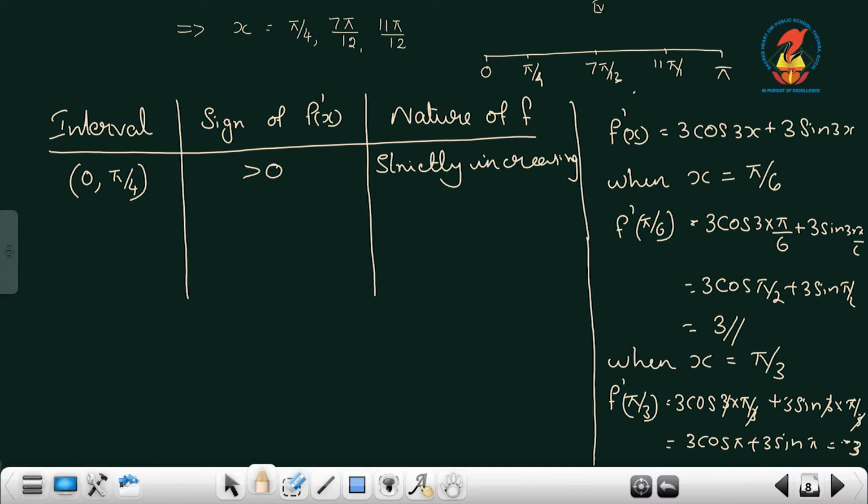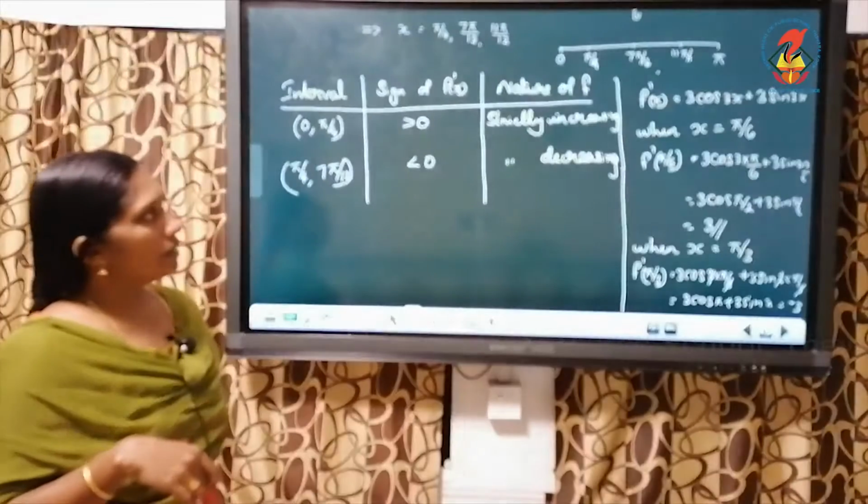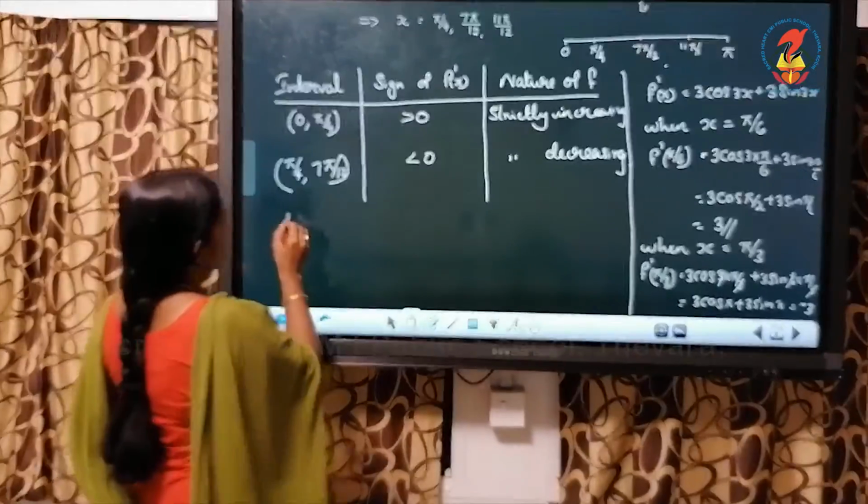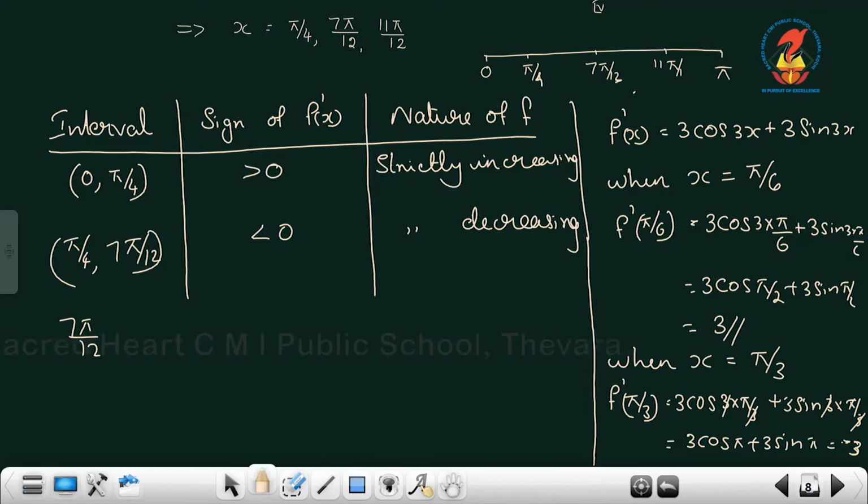Minus 3. That means the second interval, pi by 4 to 7 pi by 12, is negative. That is strictly decreasing. Now 2 more intervals. Next interval is 7 pi by 12 to 11 pi by 12.